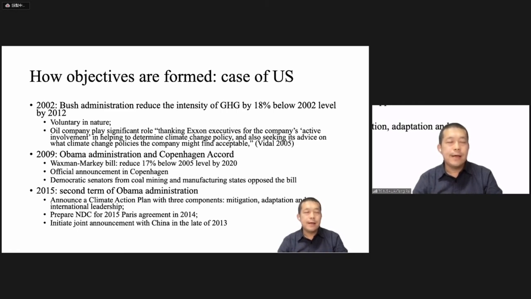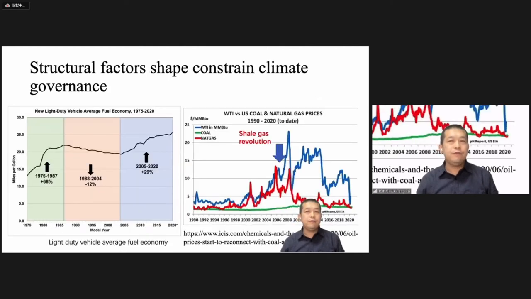And then those targets were submitted to the Paris Agreement in 2015. So generally, this is a brief history of how objectives were formed in the United States over the past two decades. If you look through this, you will find that before 2013, there was no formal domestic climate policy in the United States. Most of the climate policy came after 2013, especially in the second term of the Obama administration.